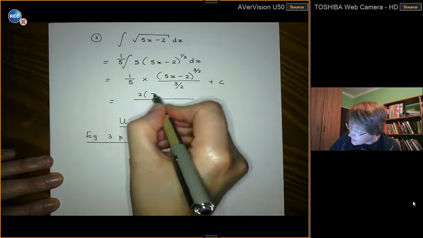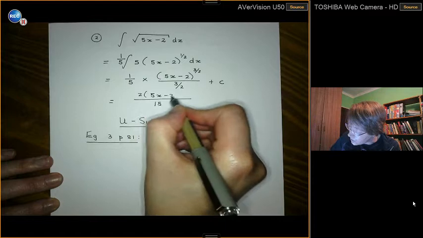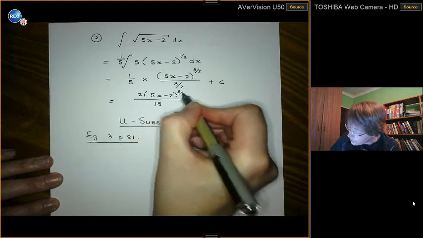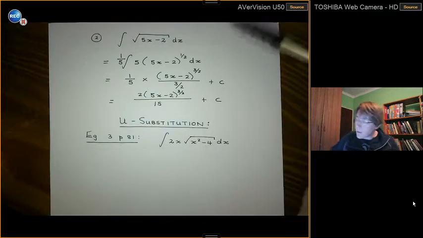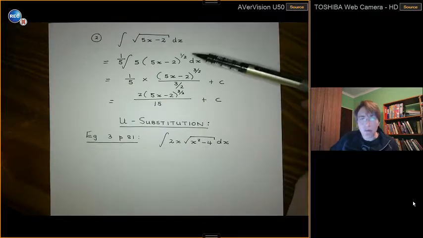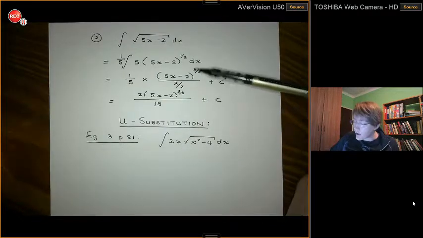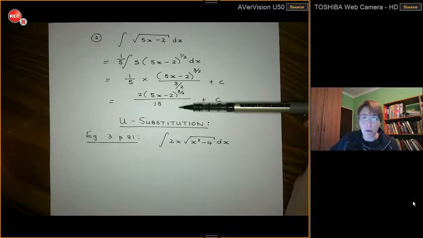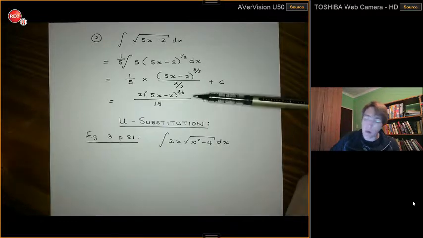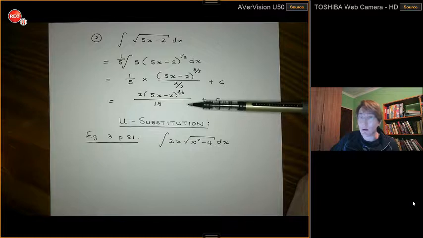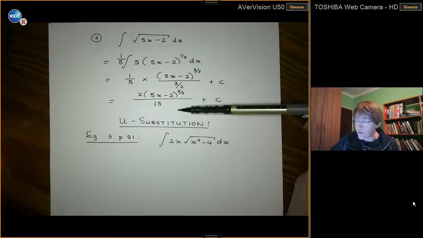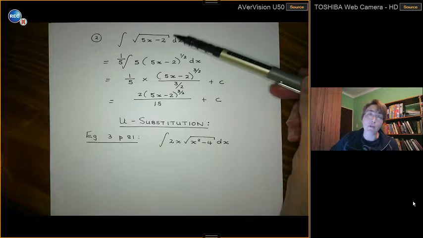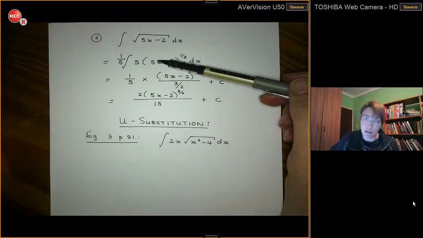Times that 5x minus 2 to the power of 3 over 2 plus c. Okay, so pretty simple and straightforward. By the way, later on we're going to do a little bit of a shortcut with these ones, but I always find that it's a good idea to discuss them under reverse chain rule before you apply the shortcut. Otherwise, a lot of people just stare at me and go, how did you do that? So just remember this whole idea of the reverse chain rule if my derivative of the inside function is just a constant multiple.